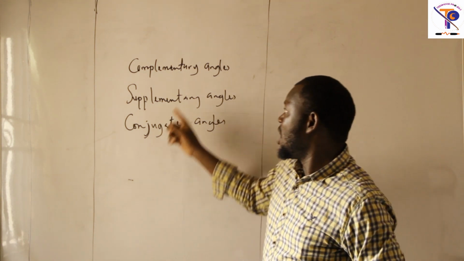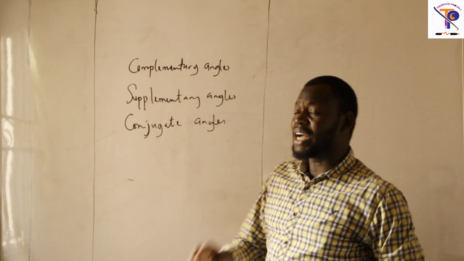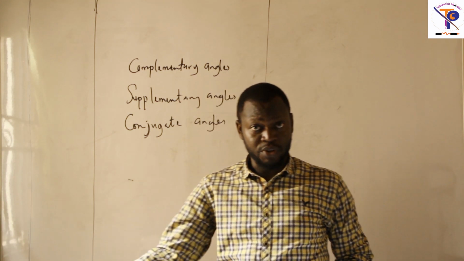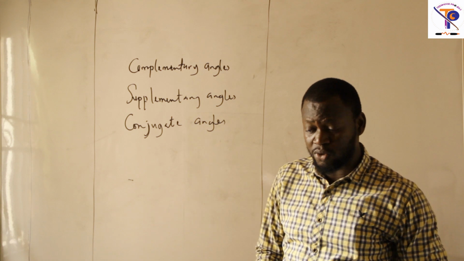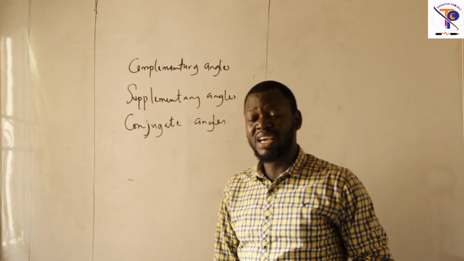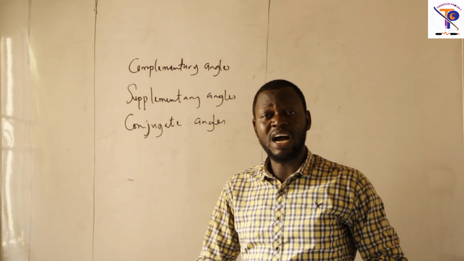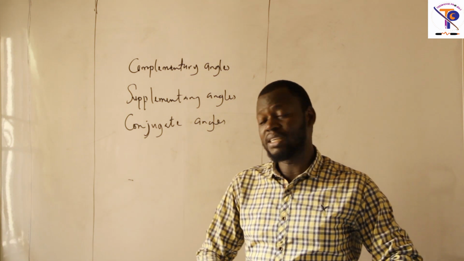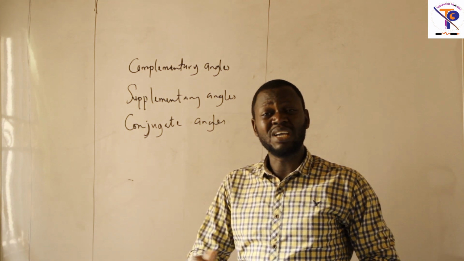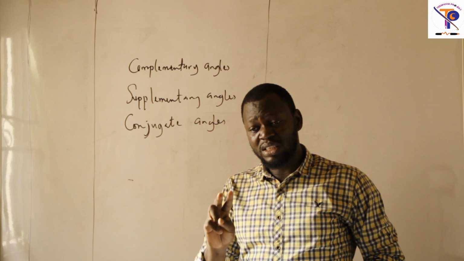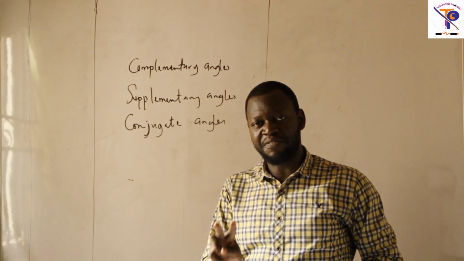understand this. Complementary angles, all these three are just two angles that are made up to something. They are just two angles. Most times I've heard my students saying they are angles that add up to this, that they add up to this. No, they are not just angles, they are just two. It is being specific now.